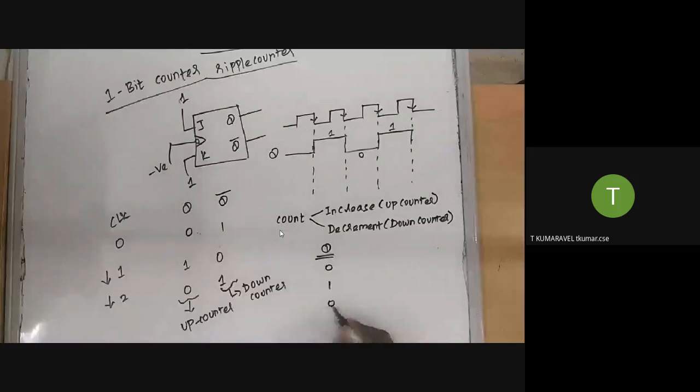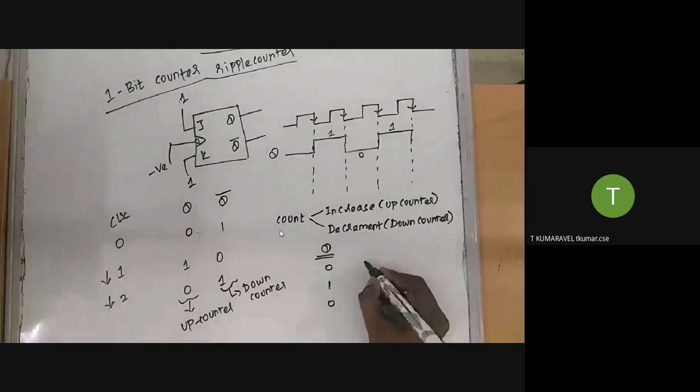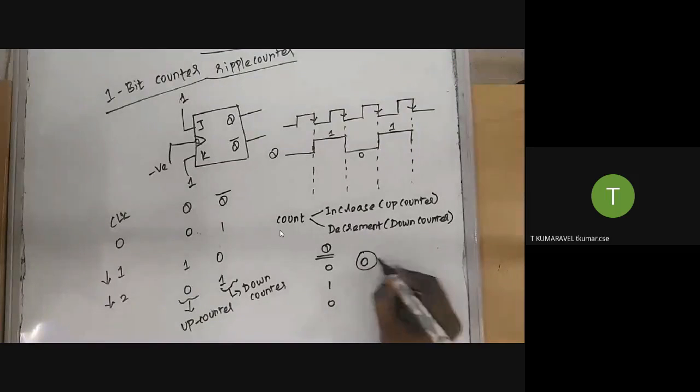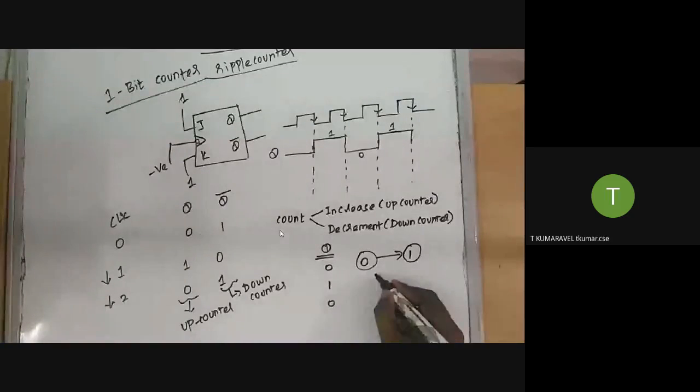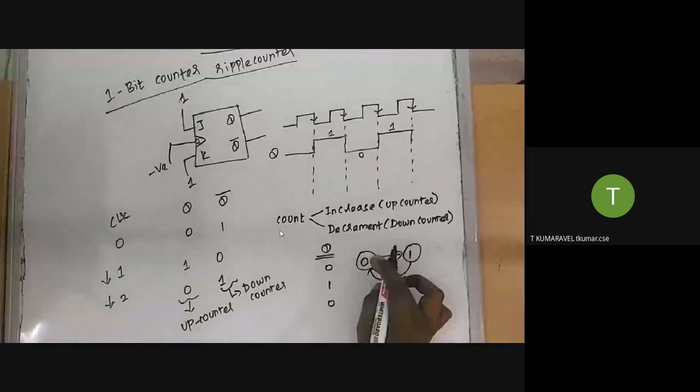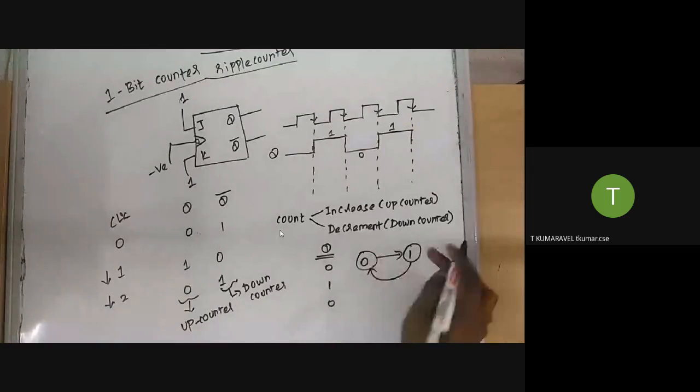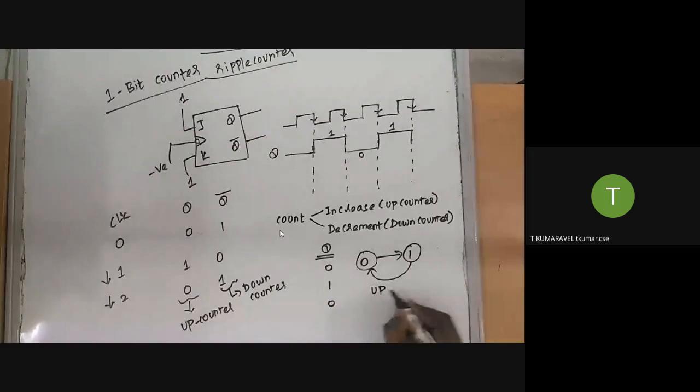Again 0. Based on that, I am going to write the state diagram. Initial value is 0. Next the value is increased to 1. Again the value is decreased. So the value keeps on increasing, 0 and then 1, again 0, again 1. That's why it is called an up counter.